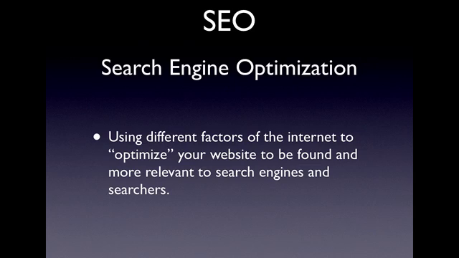Next up is SEO. SEO is search engine optimization. You may know that one, but you may not. And this is using different factors of the internet and of your website to optimize your website to be found at a higher level or be more relevant to search engines and searchers. This is what some people call an organic search technique, in that when you change these certain factors on or off your website, it helps you move up in the search engine rankings, get found easier.